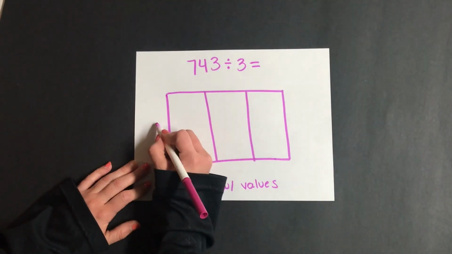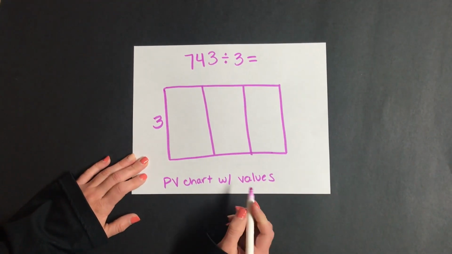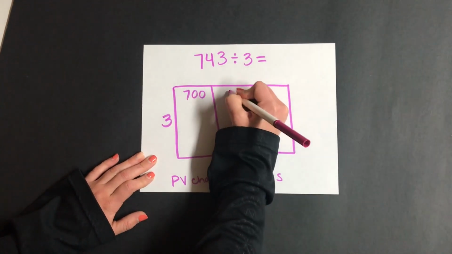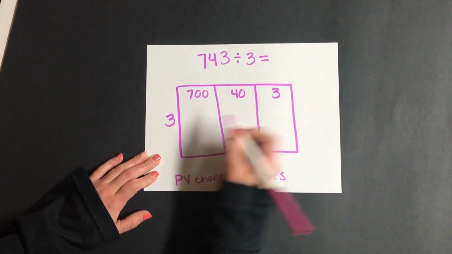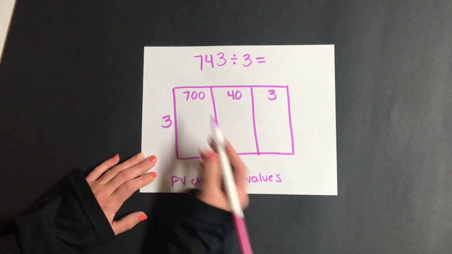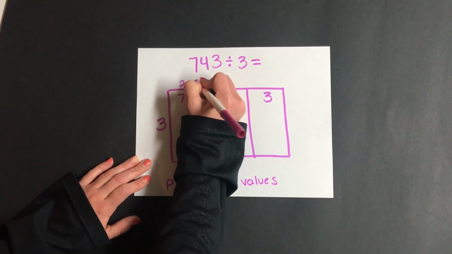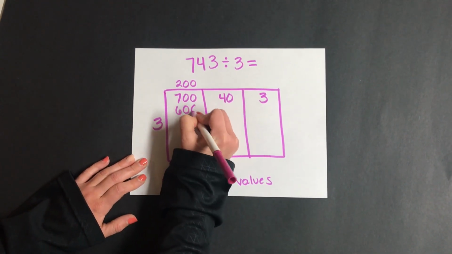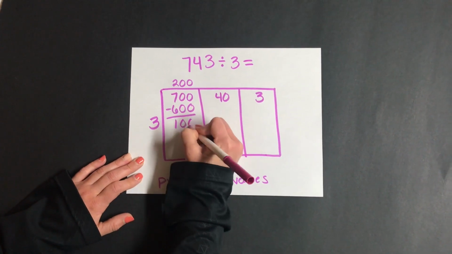The same problem, but this time we're gonna do it without drawing the pictures, but we're still gonna use the values. So we're gonna put this in expanded form. Okay, so then we'll ask ourselves how many groups of 3 can we make with 700? We'll be able to make 200 groups. Since I know 3 times 2 is 6, I know 3 times 200 is 600. That leaves me with 100 left.